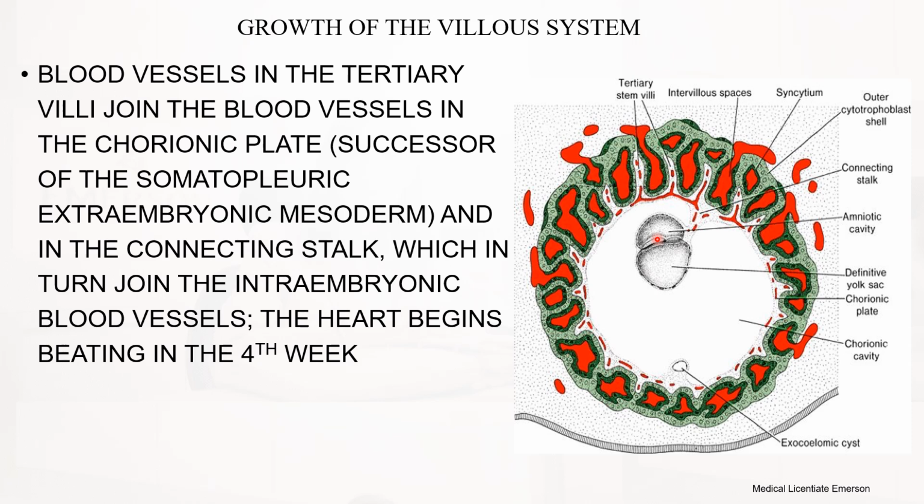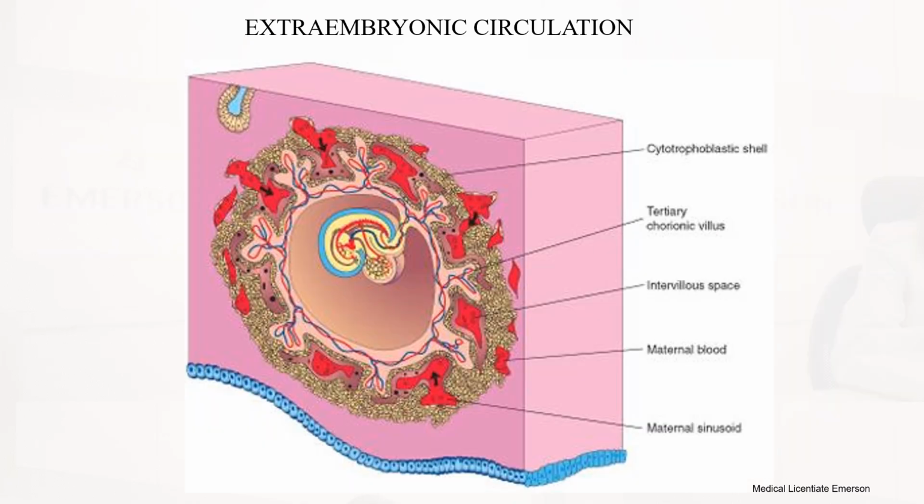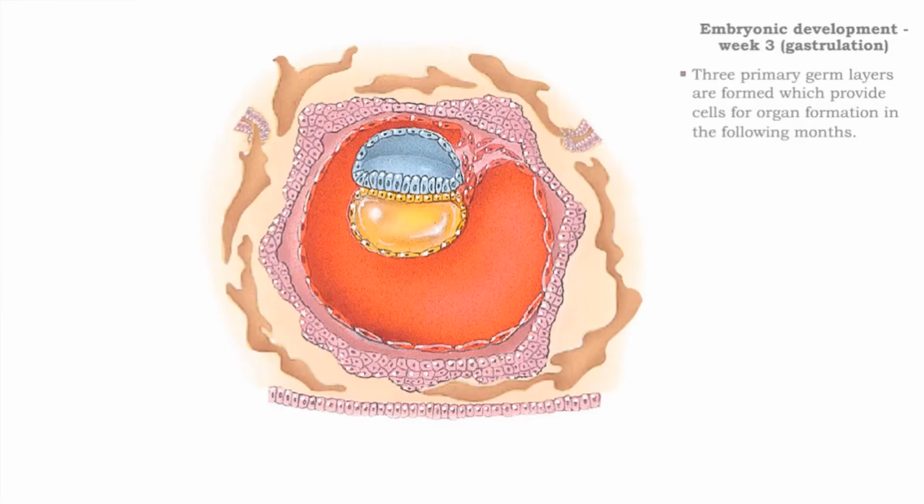Okay, so the heart starts to beat in the fourth week after the connection has been made, after the villus system has been made. So this is the extraembryonic circulation after it has been made. If you have seen the connecting stalk, the tertiary villi all connecting together. Okay. Then let's also do our summary of the third week, which is our gastrulation week.